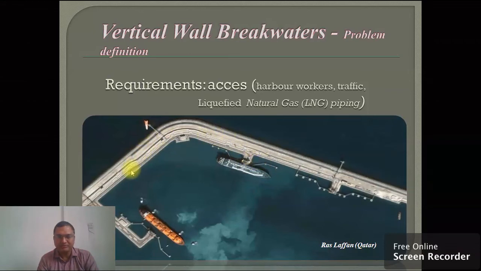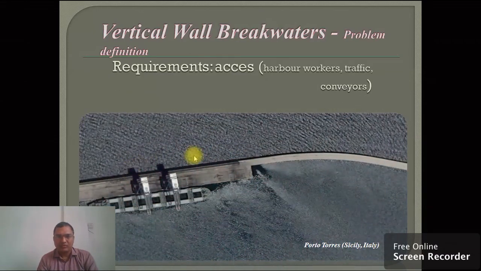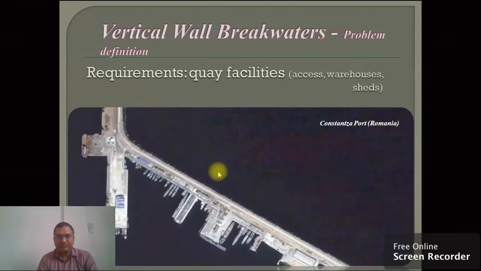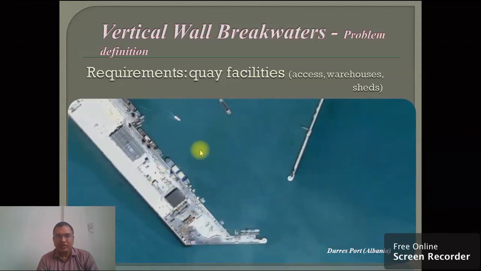So this is the breakwater. This is the breakwater in Italy. You can see. This is the breakwater in Romania. This is the top view where all the ships are berthing and leaving. Quay facilities should also be there. So access, warehouses. There are warehouses over here. So the facility for this quay, loading or unloading, should be there when a breakwater is provided.